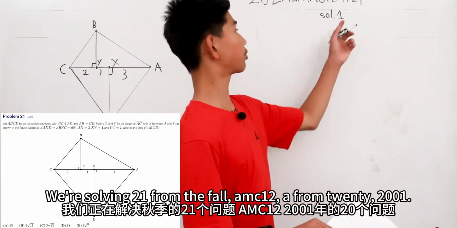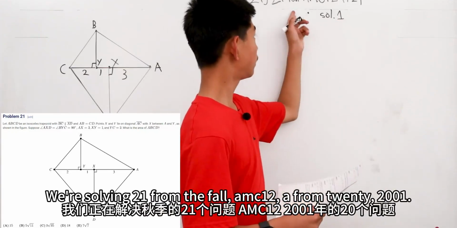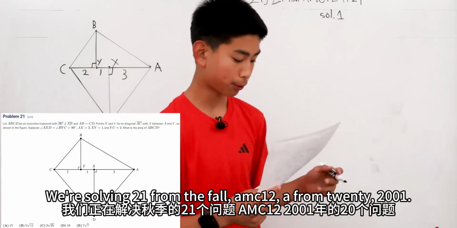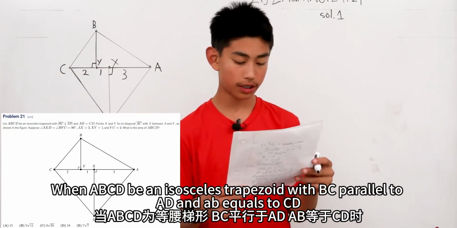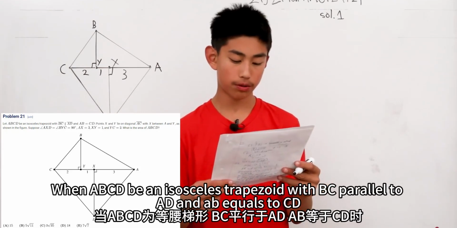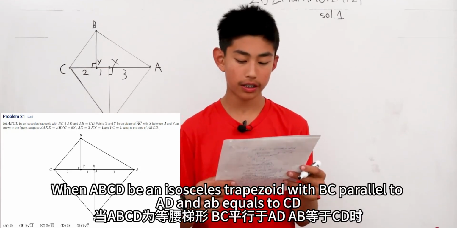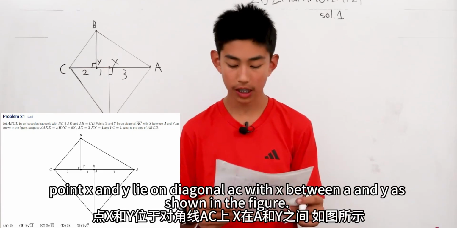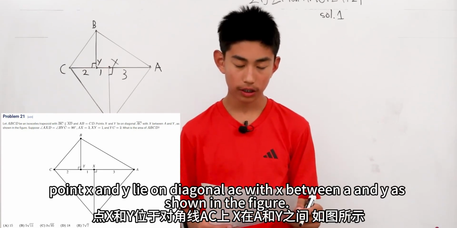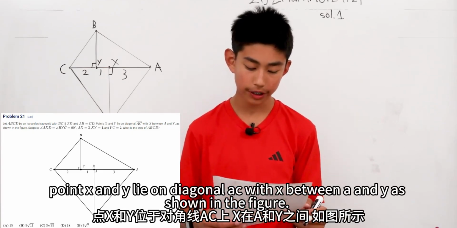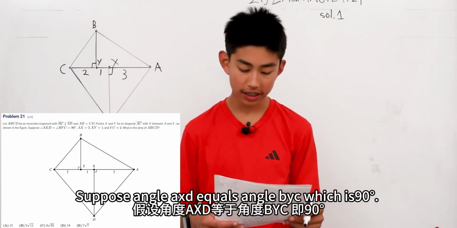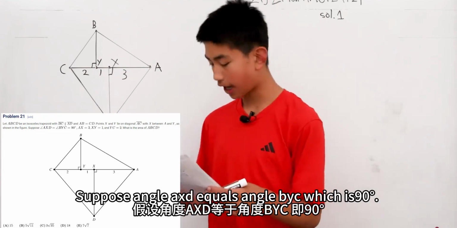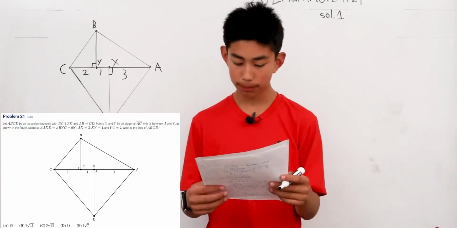We're solving problem 21 from the Fall AMC 12A from 2021. Let ABCD be an isosceles trapezoid with BC parallel to AD and AB equals CD. Points X and Y lie on diagonal AC with X between A and Y as shown in the figure. Suppose angle AXD equals angle BYC, which is 90 degrees.